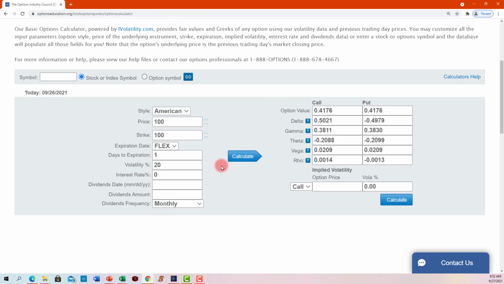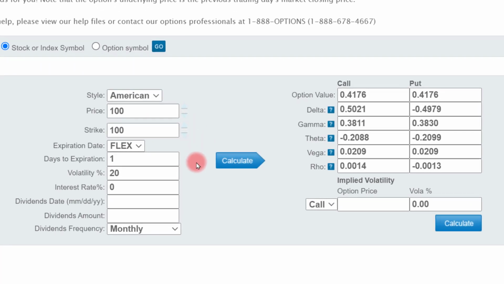Okay, so now we're back on the OIC's website and a Black-Scholes pricing model. We've got the stock at 100, strike at 100, and just to make it an extreme example, I'm going to set the time to expiration to 1 day. Volatility at 20%, interest rates at 0. Notice that our call option is priced at almost 42 cents. But what would happen if volatility took a big spike? Let's say it goes from 20 to 50. So watch the price. It's going to go from 42 cents to $1.04. So that's an increase of about 62 cents.